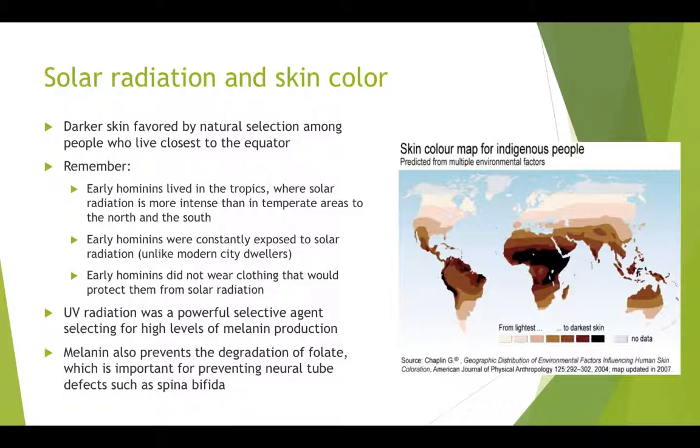Folate is critical for women of reproductive age because it prevents neural tube defects. This can include things like spina bifida, or cases where part of the spinal column or even part of the brain occur outside of the neural tube or the spine. In areas with high UV radiation, we find that lighter skinned individuals have much lower circulating levels of folate because that folate is destroyed by the solar radiation. So an additional selective pressure favoring darker skin in tropical areas, areas with high UV exposure.